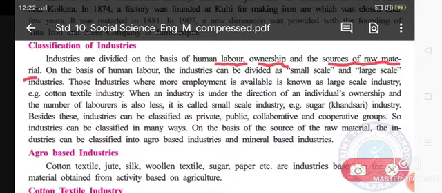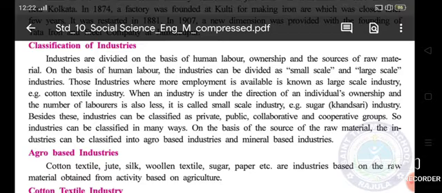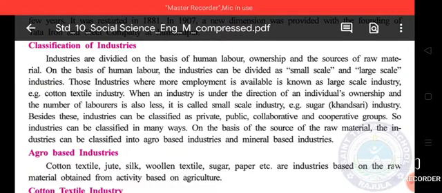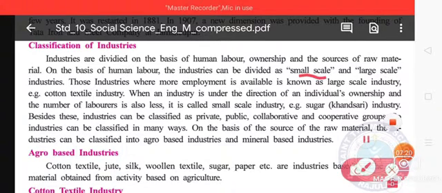On the basis of human labor, the industry can be divided into small scale and large scale industries. On the basis of human labor, or human work, which are the types? The small scale and large scale. So you can underline that also.